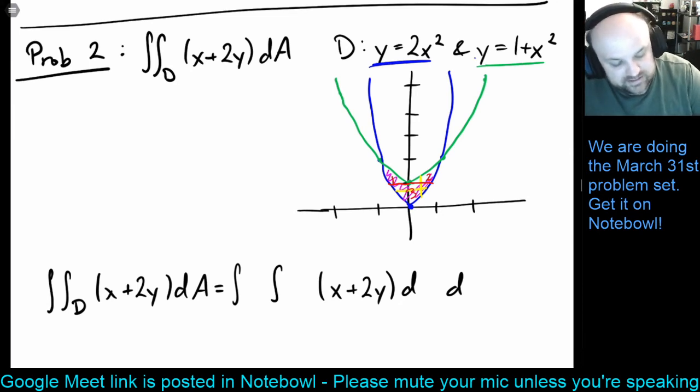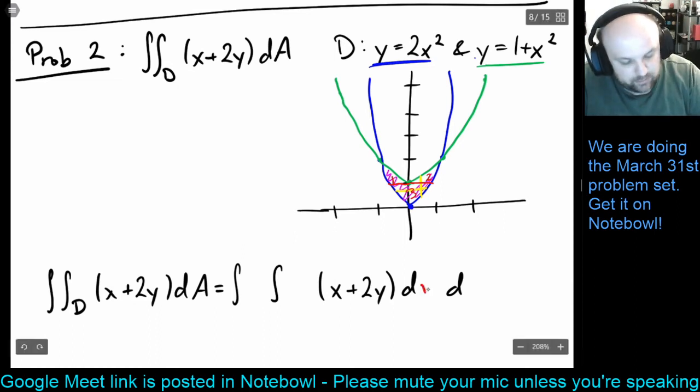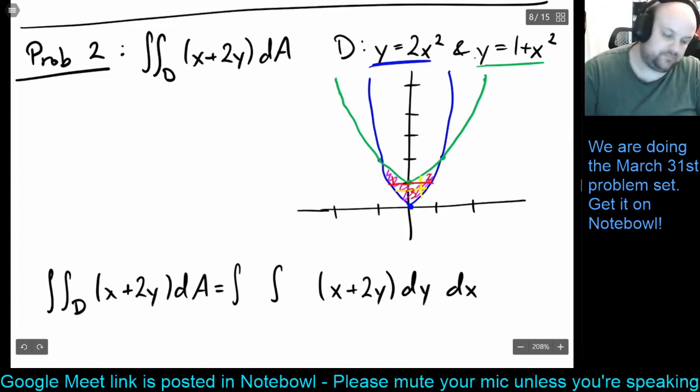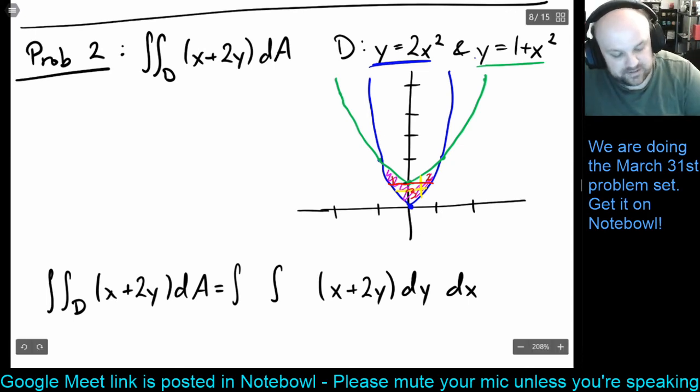So that means if we're going bottom to top, we're moving in the y direction for that integral. So we need to integrate y first and then x. The bottom function is the blue one, so the bottom is y equals 2x squared. The top is 1 plus x, so y equals 1 plus x squared.